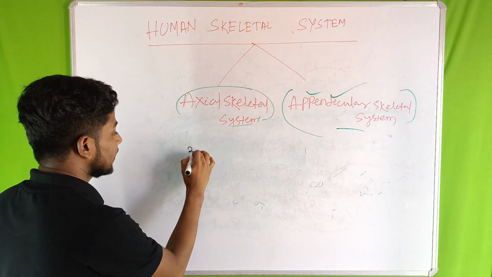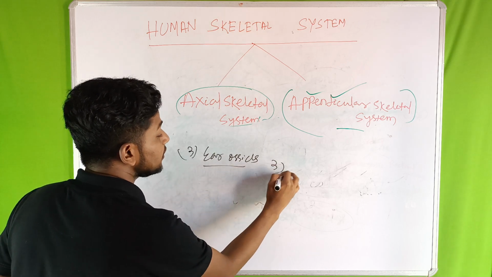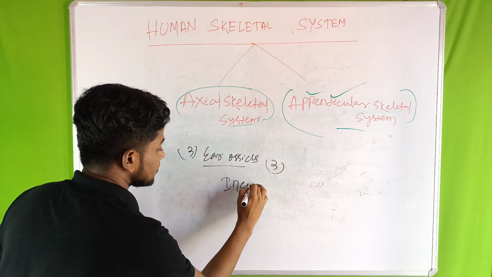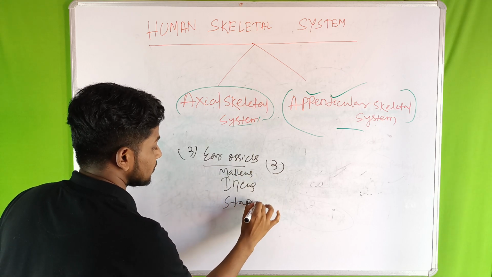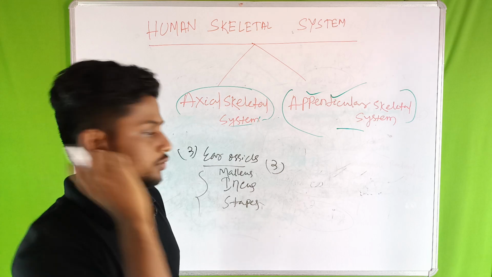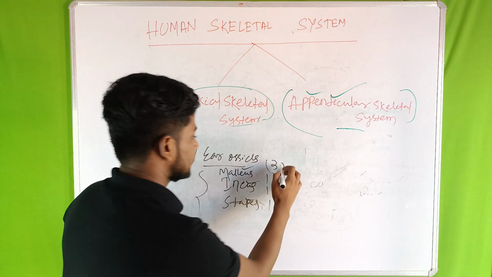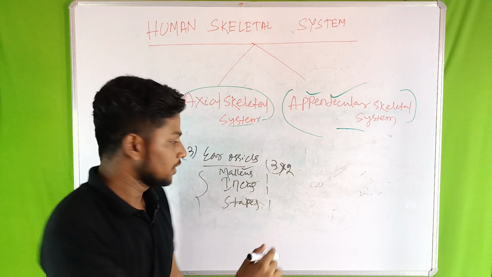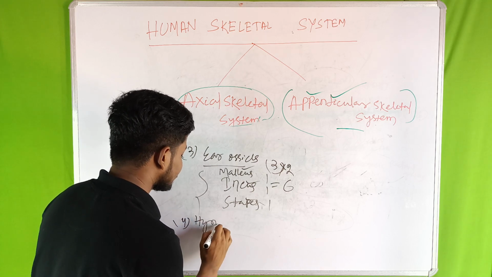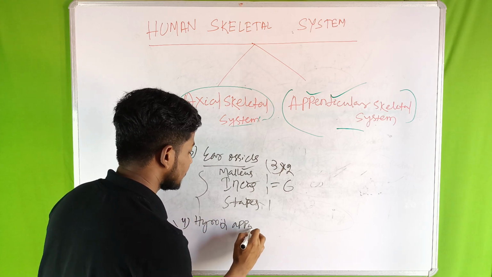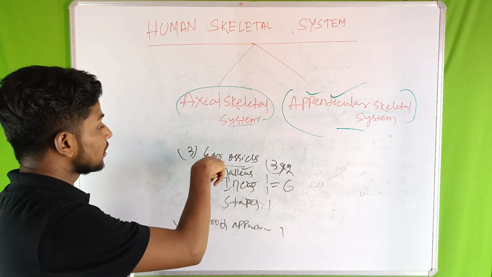Then come to the ear ossicles. Ear ossicles contain 3 bones: malleus, incus, and stapes. One, one, one. So 3 into 2 because we have 2 ears, so 6 bones. Complete. And the hearing apparatus is complete. Okay, that is the complete skull.